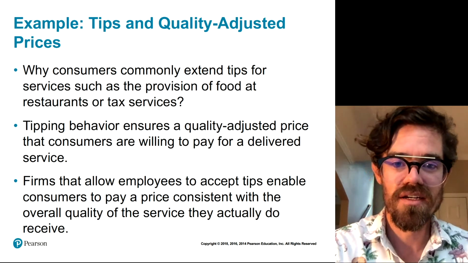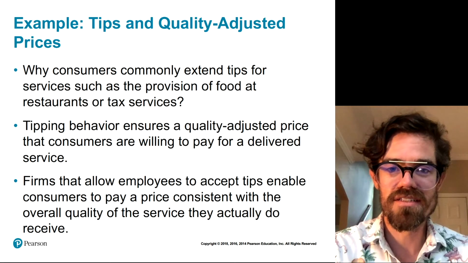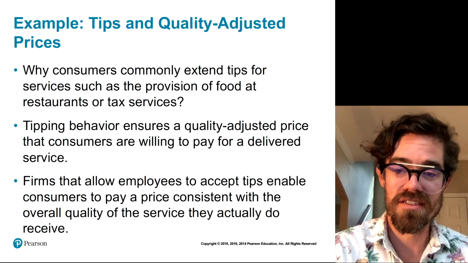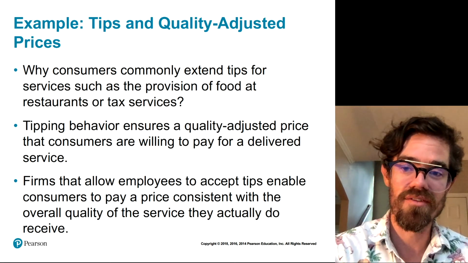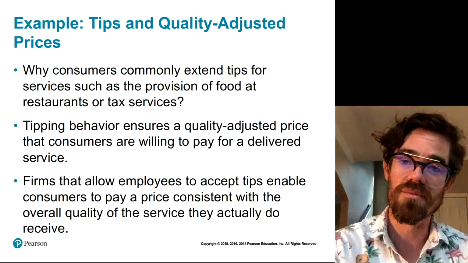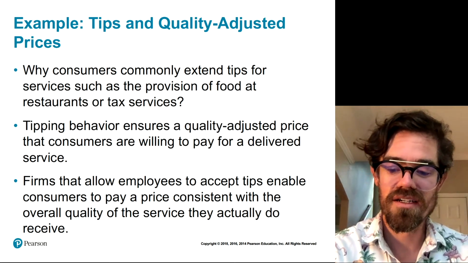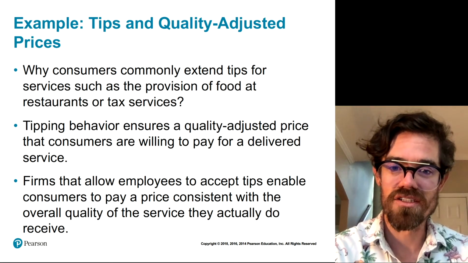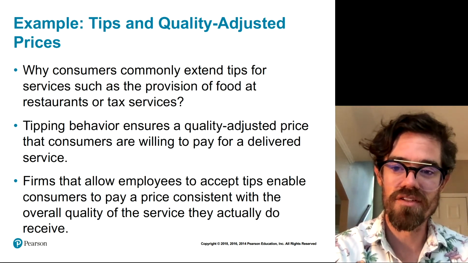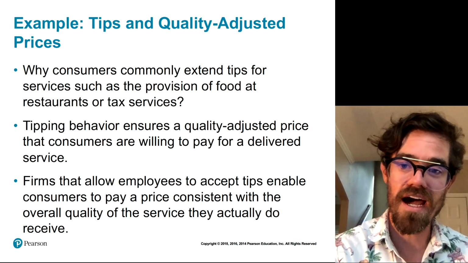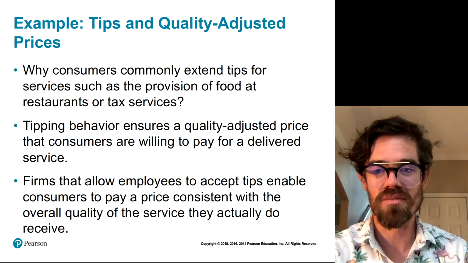So that's a nice aspect. In a sense, a tip is a price determination. How much am I willing to pay you as a customer for the service you gave me? And that tip allows restaurant customers to adjust on that quality level. They can tip more for a really high quality server, and they can tip less for a poor quality server.